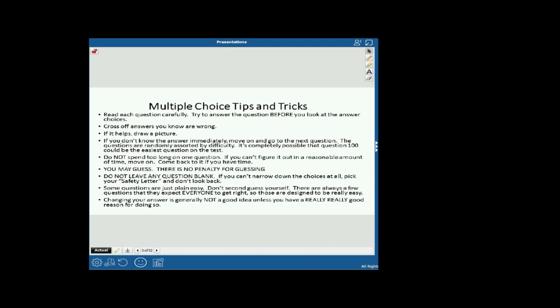Some questions are just easy. Don't second guess yourself. There's always a few questions they expect everyone to get right. There's one like, who wrote Silent Spring? They almost always have something like that. Or Rachel Carson wrote which book? They usually have something like that.